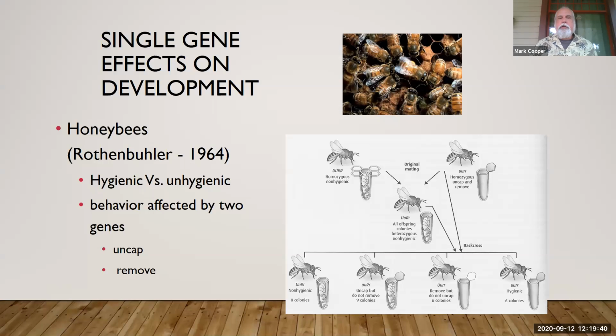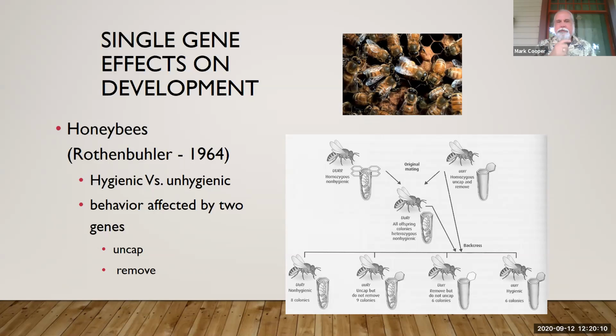And so what I want you to know is there are what we call hygienic versus unhygienic bees. And so when they go in and they clean out these cells, what we have found out, there are actually two different genes that are responsible for doing that. And the behavior is uncap and remove. And they have to have both these genes to do it.